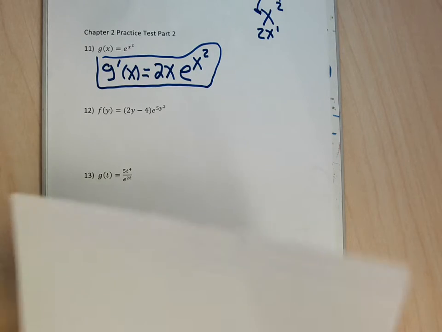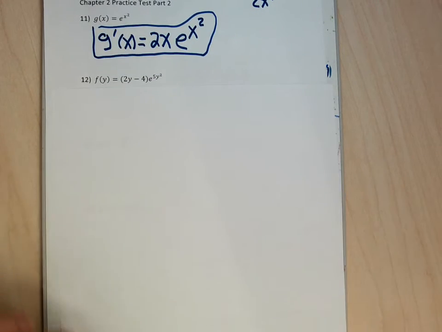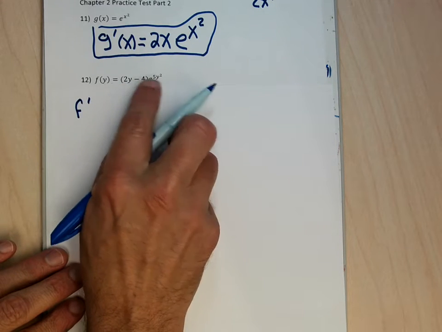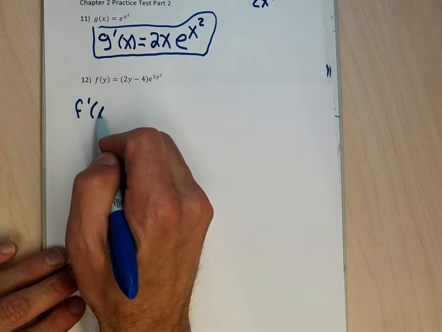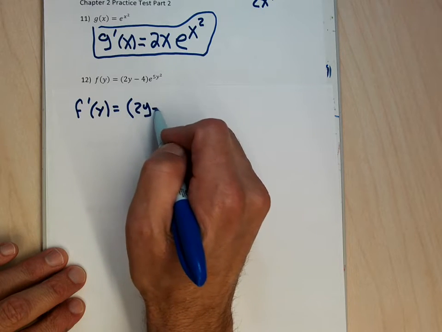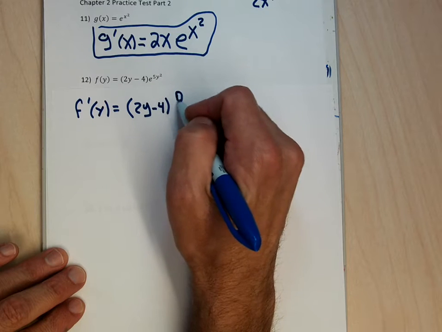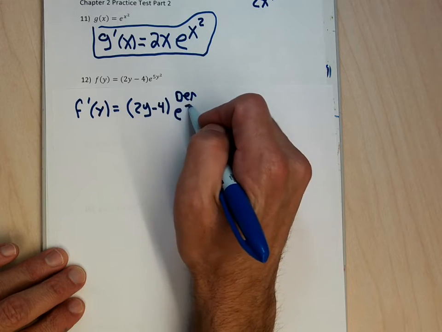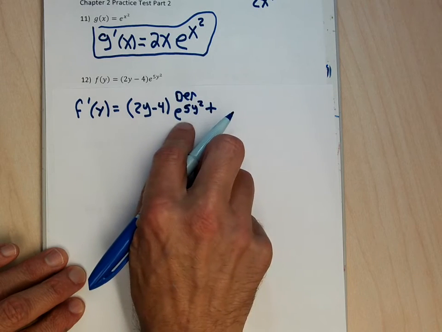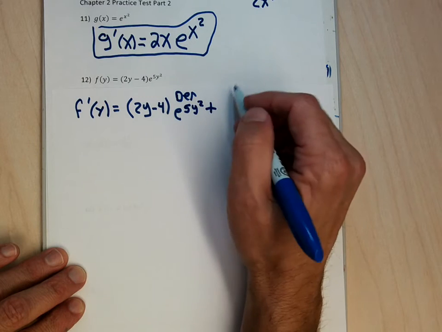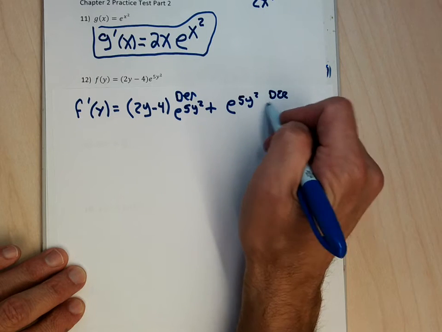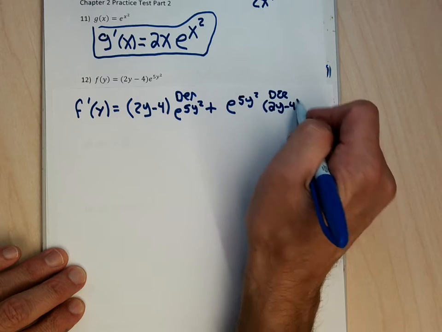I completely doubt that I have enough room to do number 12, so let me try to do number 12. In number 12, there's multiplication. 2y minus 4 is multiplied by e to the 5y squared. There's multiplication, and each piece has a letter, so that means I have to do the product rule. I need to take each piece that's being multiplied by the derivative of what it's being multiplied by. So I need to take the 2y minus 4 and multiply it by the derivative of e to the 5y squared, and I need to take e to the 5y squared and multiply it by the derivative of 2y minus 4. That's the product rule.